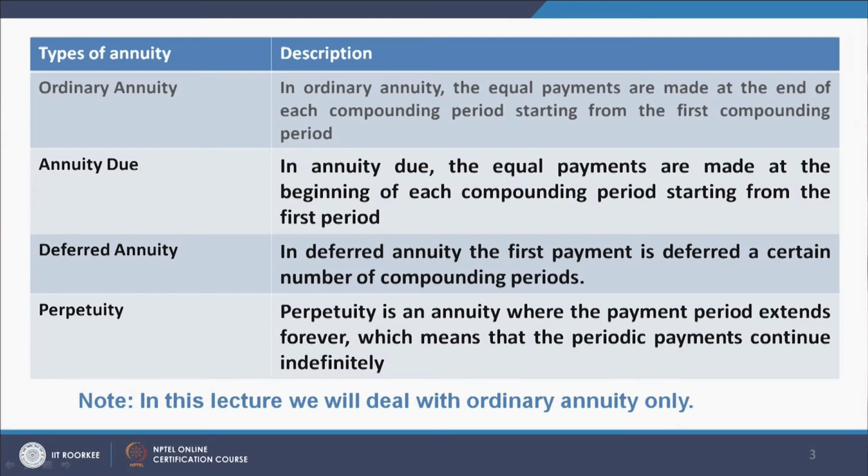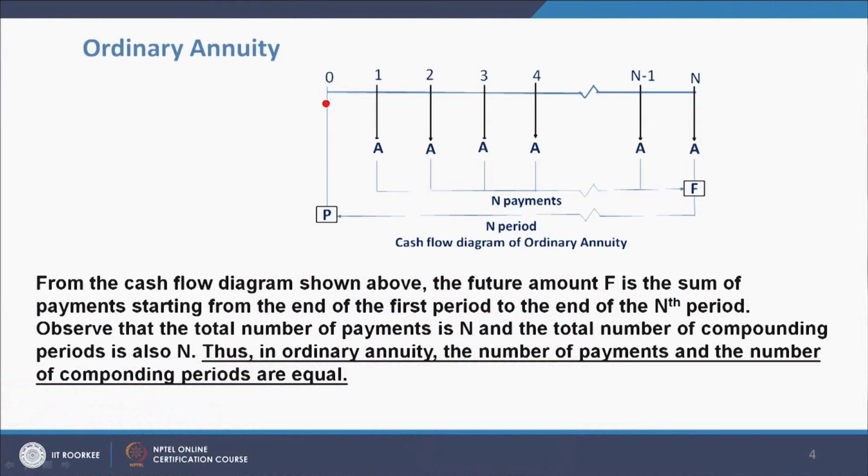Perpetuity. Perpetuity is an annuity where the payment period extends forever, which means that the periodic payments continue indefinitely. In this lecture, we will deal with only ordinary annuity. Let us see pictorially what an ordinary annuity is.